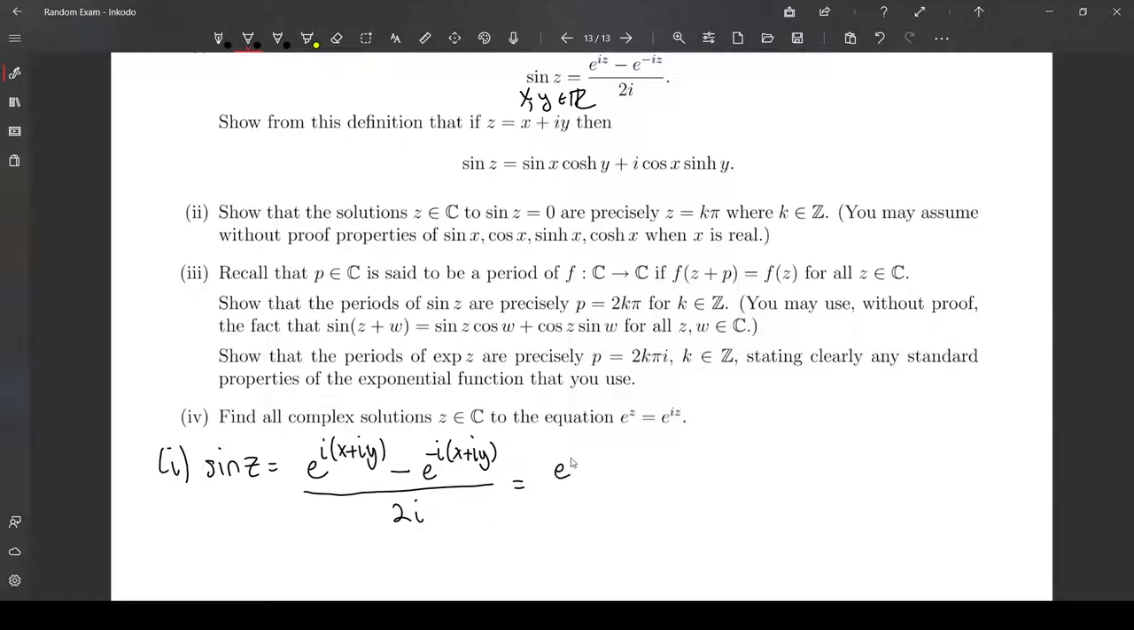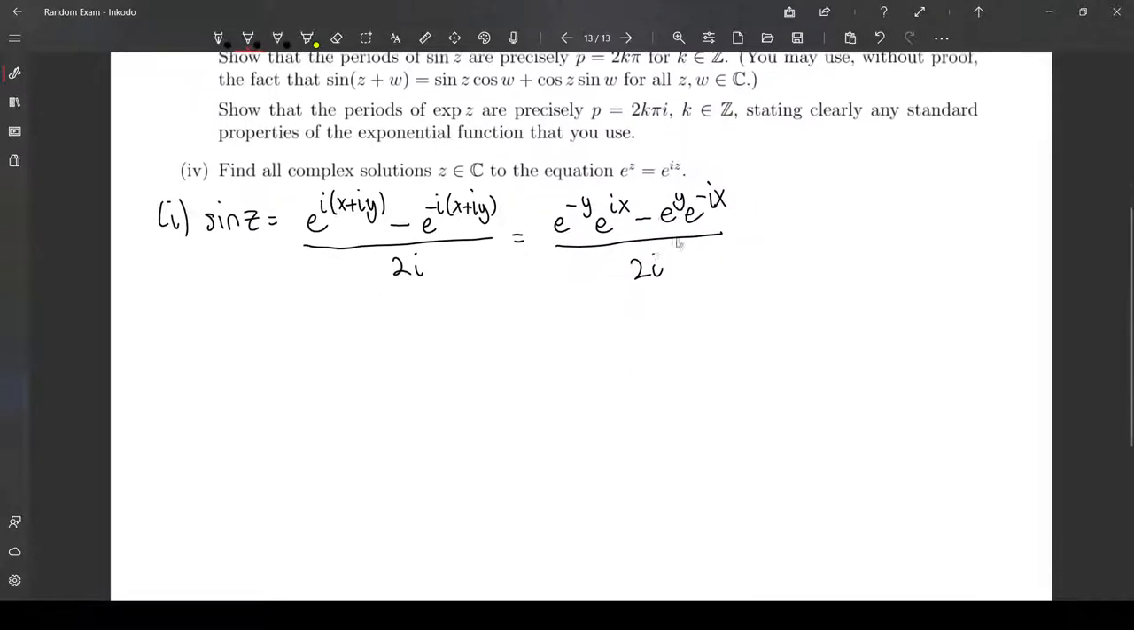Okay, so this is going to be e to the minus y times e to the ix minus e to the y e to the minus ix all over 2i. I think the goal here is that e to the minus y and e to the y are real numbers, because e to the y is always real for y being real.